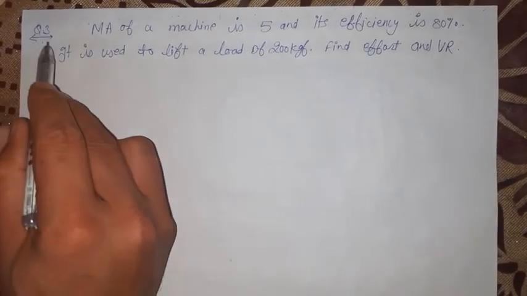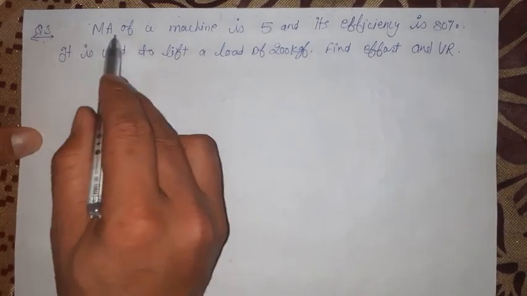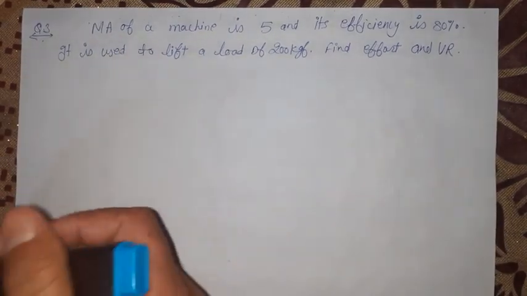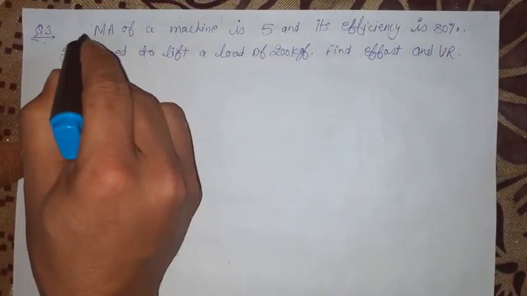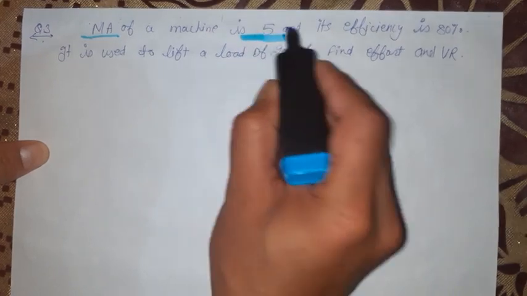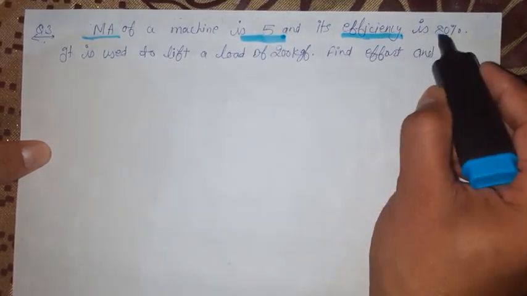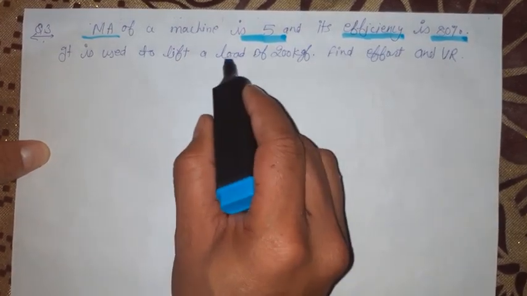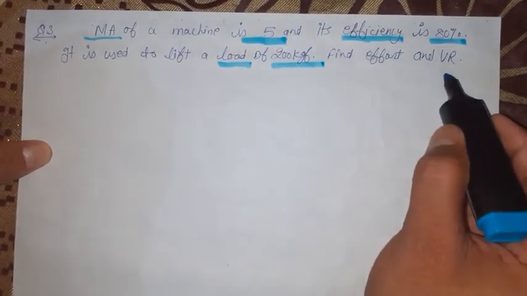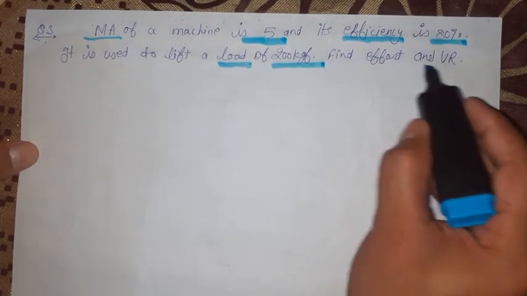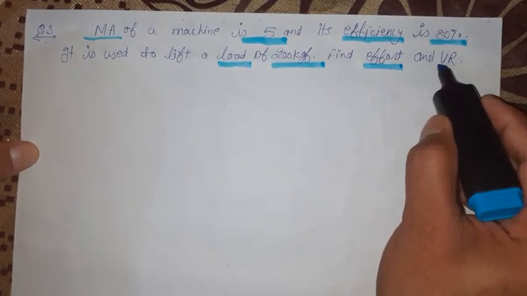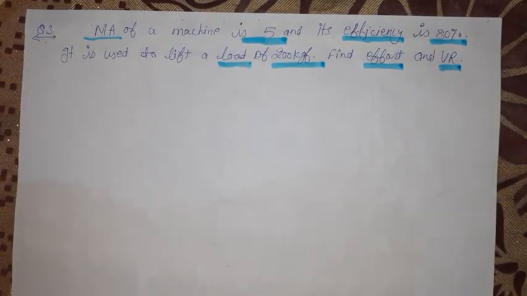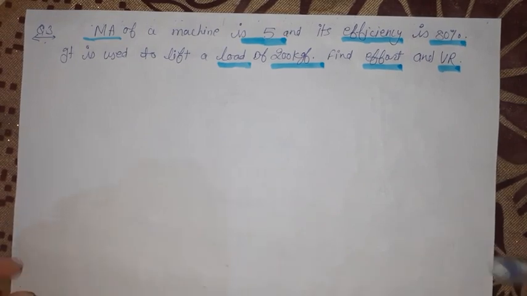Now let us look at question number 3. In this question number 3, student, it is said that the mechanical advantage of a machine is 5 and its efficiency is 80%. It is used to lift a load. The load is 200 kilogram force, and we have to find out the effort and the velocity ratio. So our demand is to find out the effort and the velocity ratio.